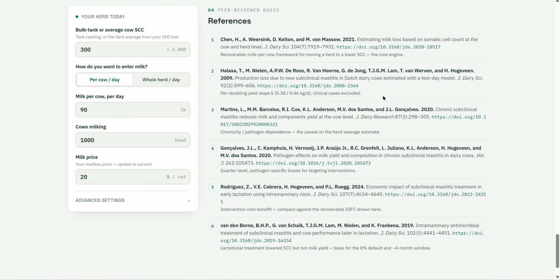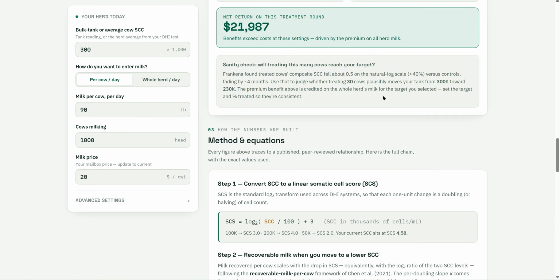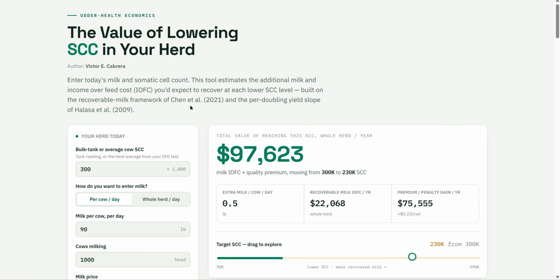The SCC Recovery Calculator is available at dairymgt.cals.wisc.edu under the Tools page. It was developed by Dr. Victor Cabrera in the Department of Animal and Dairy Sciences at the University of Wisconsin-Madison.